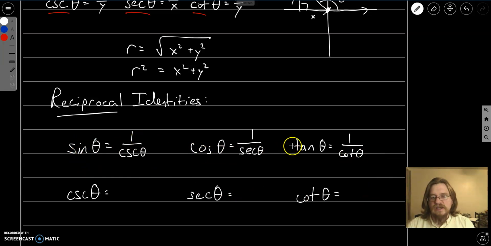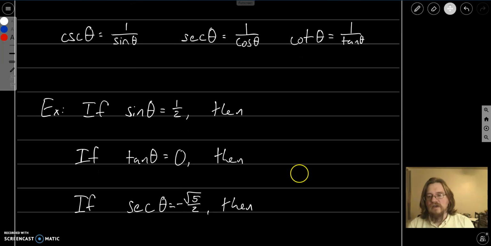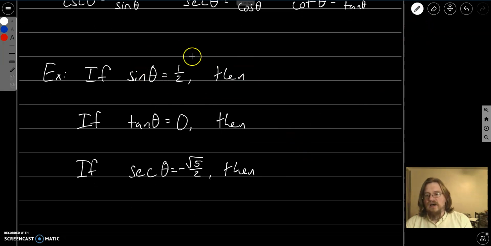I think that sine, cosine, and tangent are a little bit more common, so sometimes it's nice to be able to write down the less common trig functions in terms of the slightly more common ones. So cosecant is going to be 1 over the sine, secant is 1 over cosine, and cotangent is 1 over tangent. So this gives us some very nice identities that we can use.